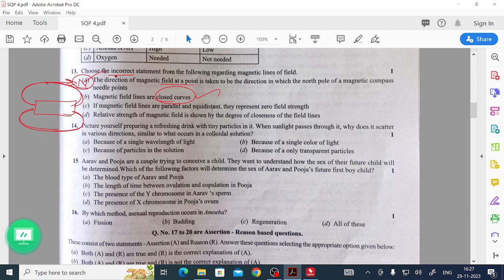The magnetic field lines are parallel and equidistant. Suppose you are taking the magnetic field line which is produced inside a bar magnet, the field lines will be in the form of parallel lines and will be located equidistant. But here what they are saying represents a zero field, but inside the magnet how will it be? Uniform. But here they are saying it is zero, that means our answer will be option C. That is the incorrect statement. Next.